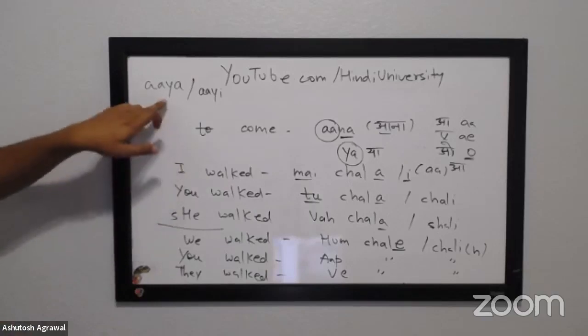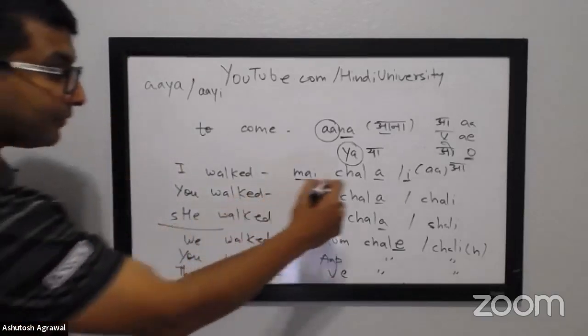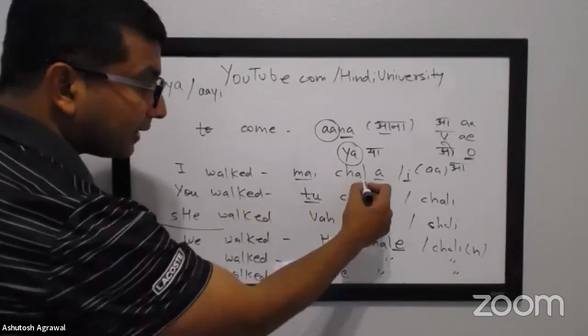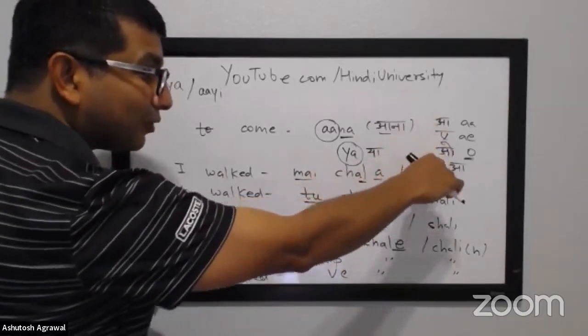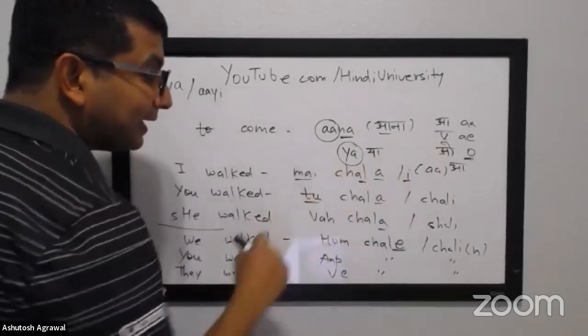So the only difference you will see here is, unlike before with chalna, where the base stem is chal and does not end with a or o, you're just following an a ending.